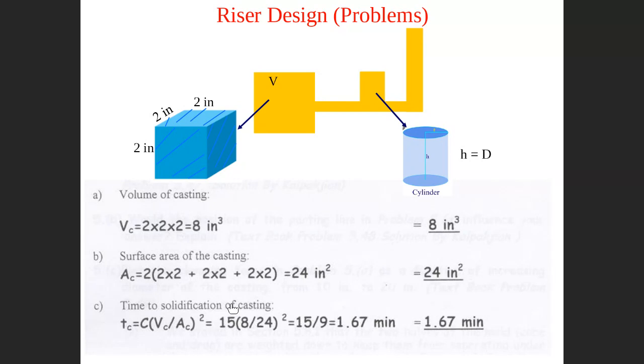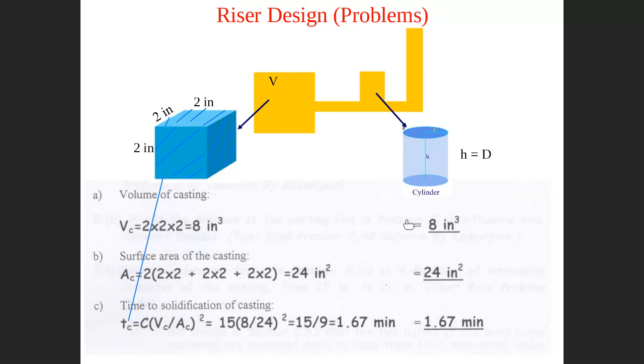Next, what is the time of solidification, the casting solidification? TC means the solidification time of the cast. It equals C times (V divided by A) squared. C equal to 15 is given. V is the volume of this guy, which is 8. The surface area of this guy is 24. Then you get the solidification time of the cast, 1.67 minutes.